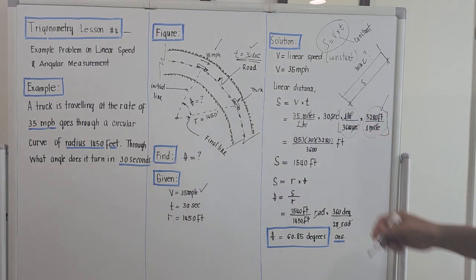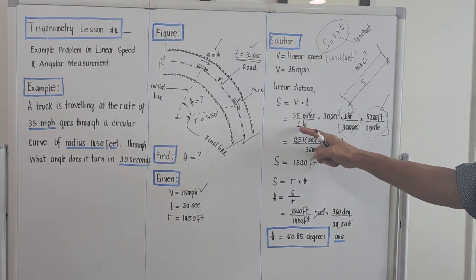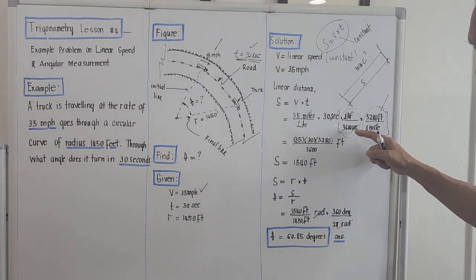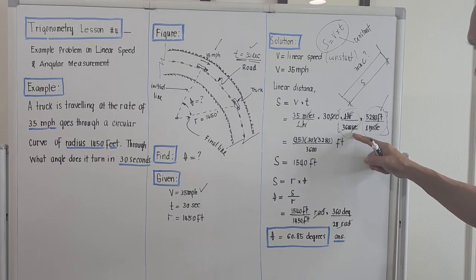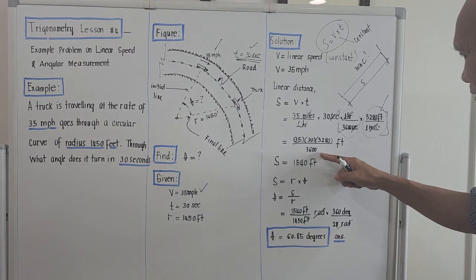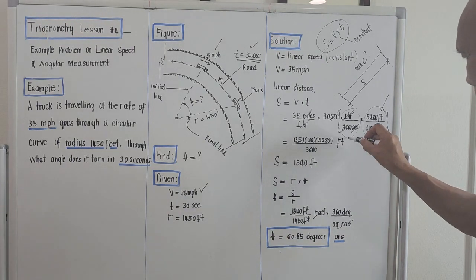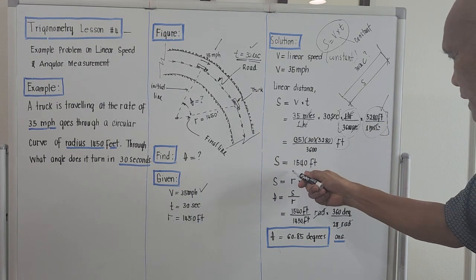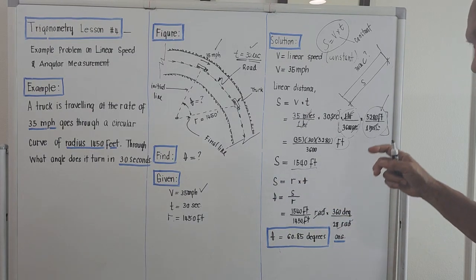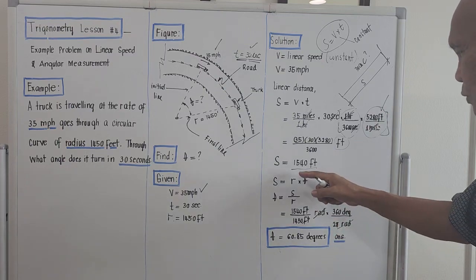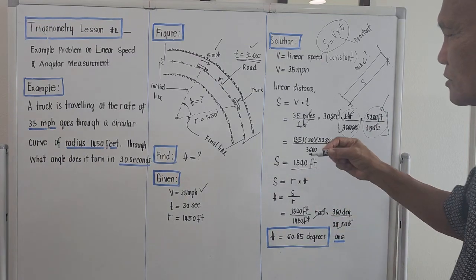Okay, so we will now take the exact value. 35 times 30 times 5280 over 3600. This is 1, this is 1 times 3600 is 3600. Right? And the unit is now feet. So if we try to get our calculator, the value of S will be 1,540 feet. The distance traveled by the truck after 30 seconds is 1,540 feet.